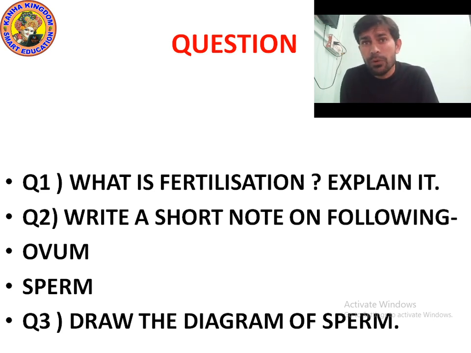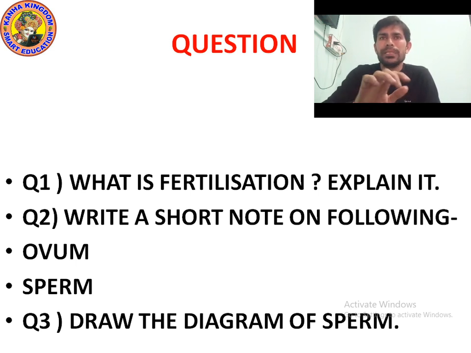The term ovule actually means young ovum, as well as the plant structure that carries the female gametophyte and egg cell and develops into a seed after fertilization. So this ovule is actually a young ovum, and it develops into a seed after fertilization. I hope you understood. This ovule carries the female gametophyte, the female cell.